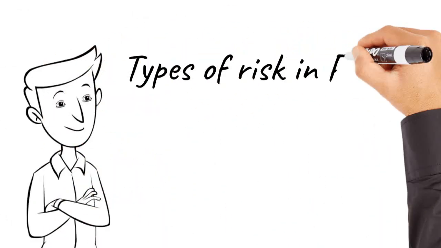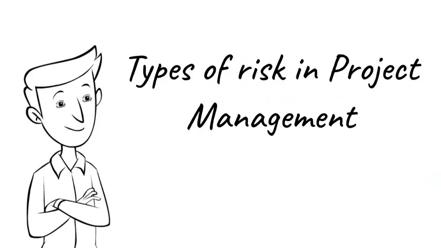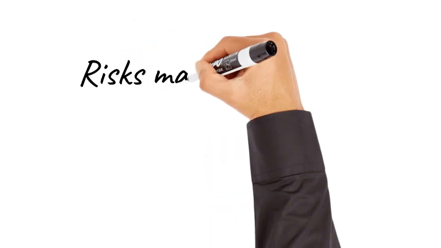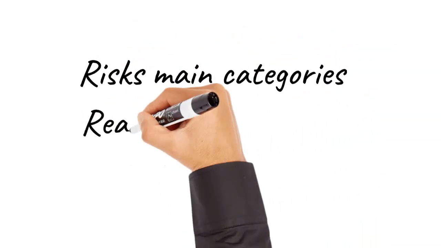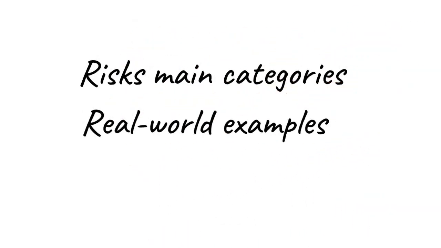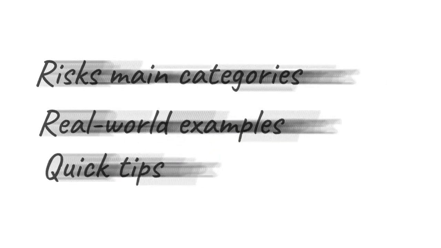Today, we're answering a very common question. What are the different types of risk in project management? By the end of this video, you'll know the main categories, hear real-world examples, and pick up quick tips for handling them. Number 1. Technical risks.